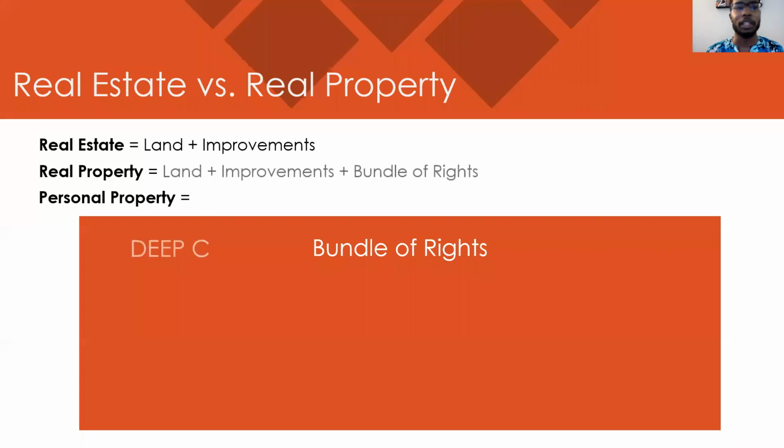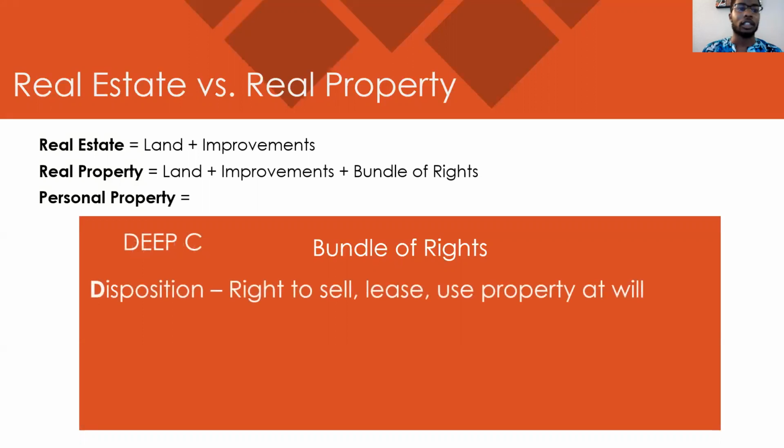Real property is going to be the land, the improvement, and the bundle of rights associated with that property. So we've got a cool acronym for understanding and remembering the bundle of rights when studying for your real estate exam. So the D stands for disposition, which is just the right to sell, lease, and use that property at will.